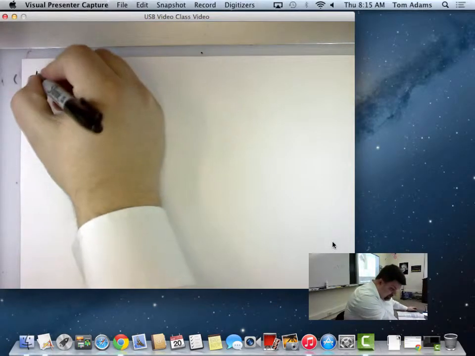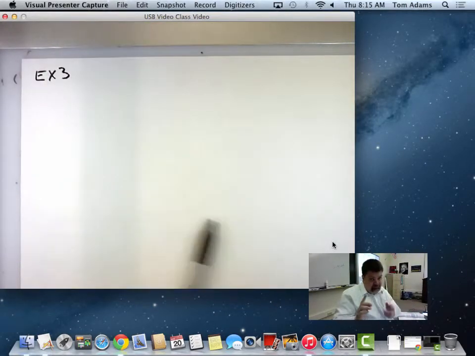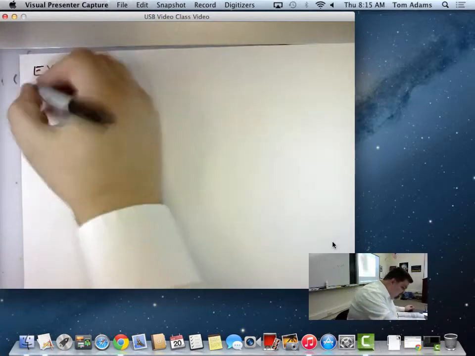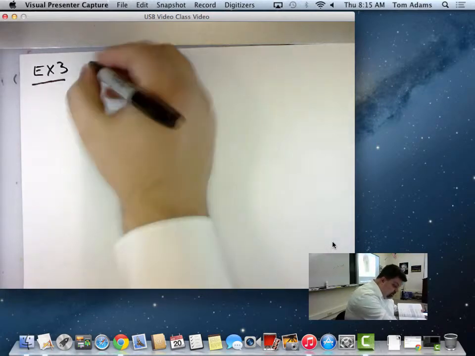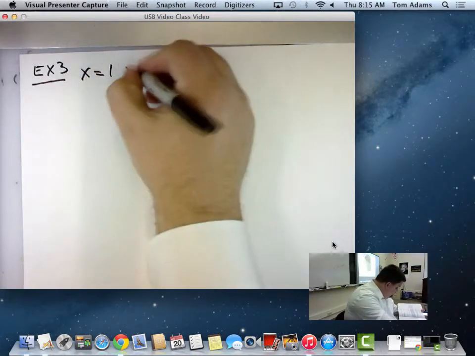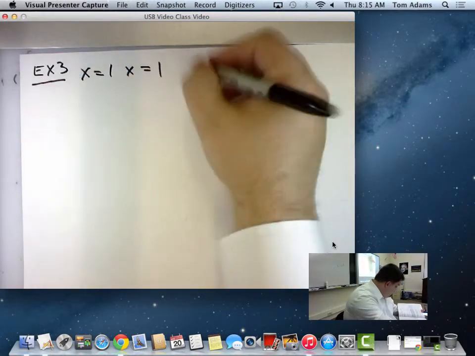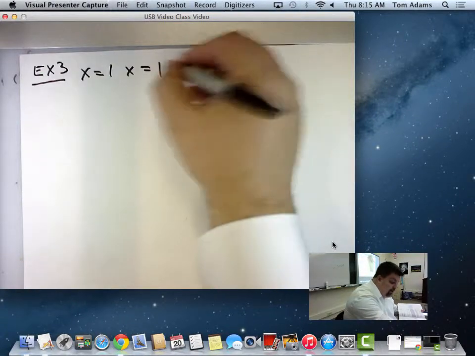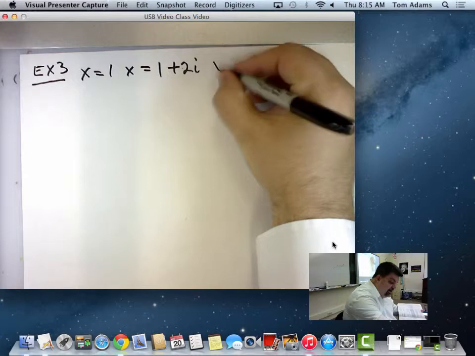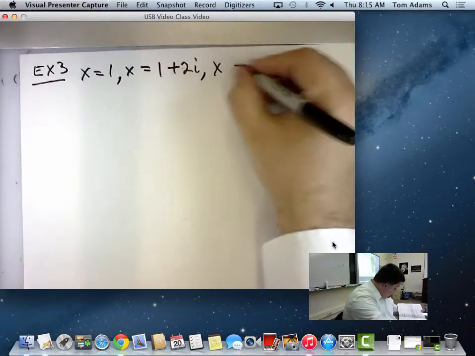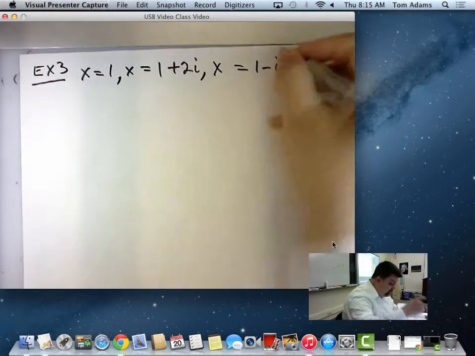So for example number 3, what we're going to do is they say write a polynomial function with the minimum degree in the standard form with real coefficients whose zeros include x equals 1, x equals 1 plus 2i, and x equals 1 minus i.